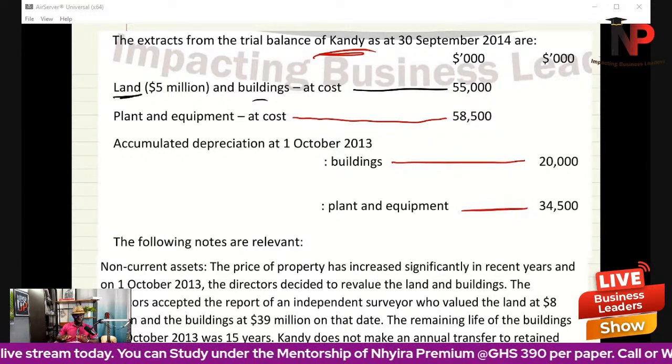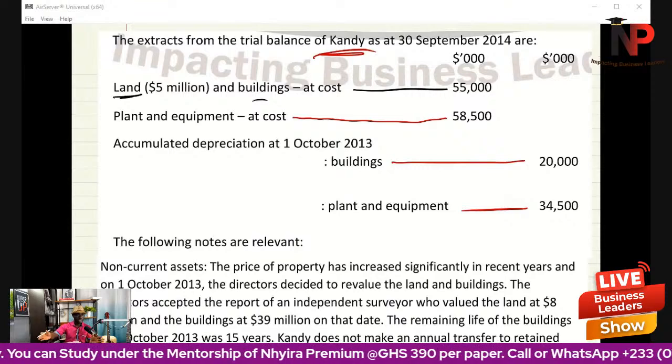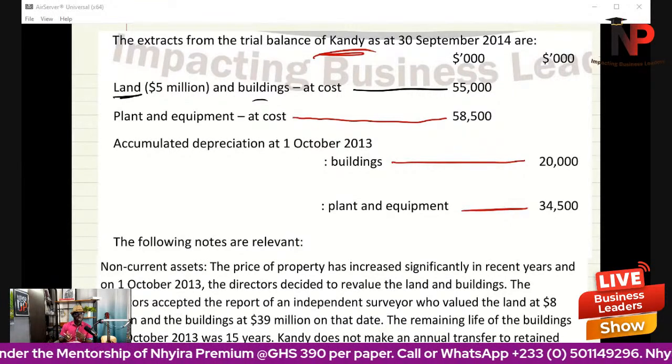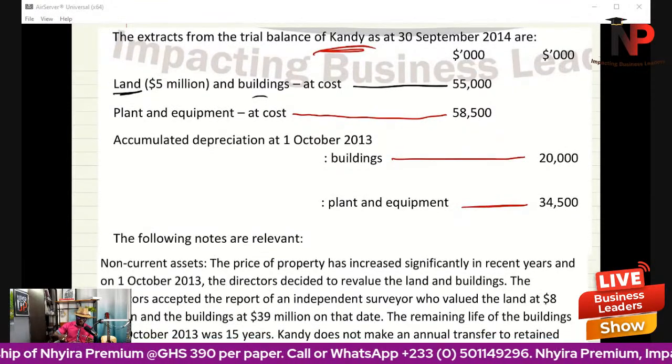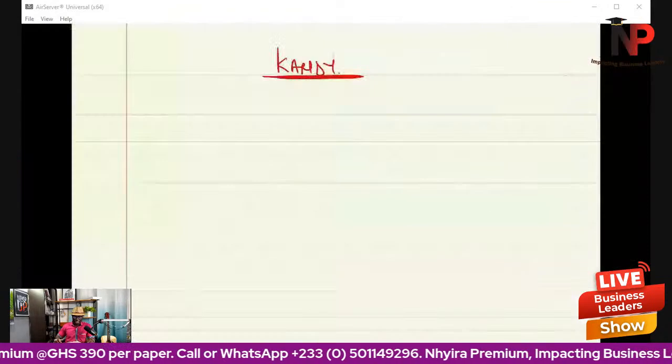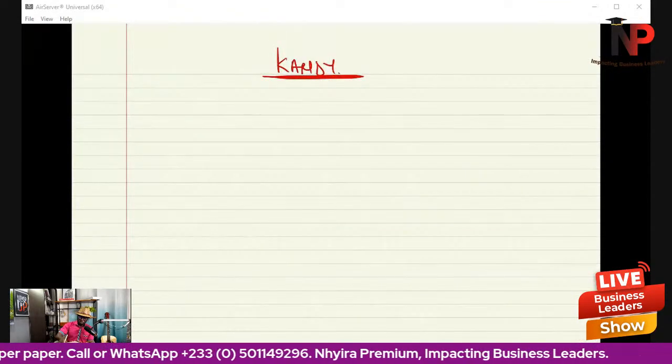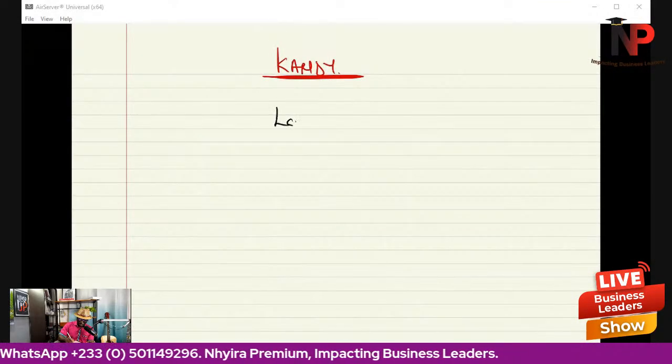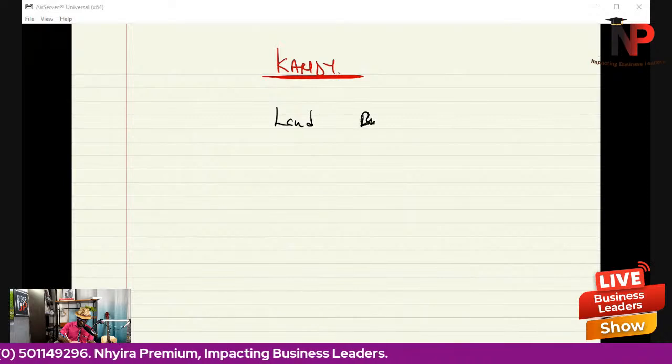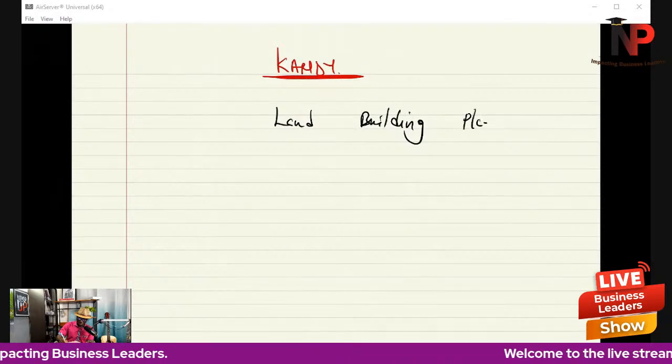So I'm not going to go to the notes yet. I want to set up my workings for the asset schedule for this entity, Candy Limited. So we have land, we have building, then we have plant and equipment.